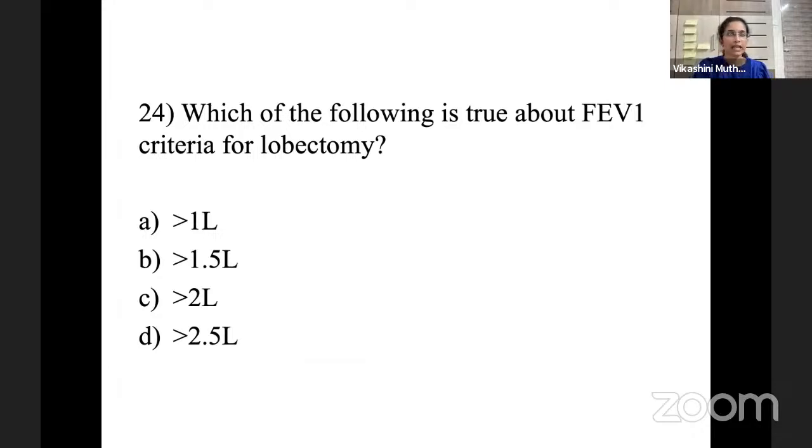So basically, for lung cancer patients where you plan for a lung resection, either a lobectomy or pneumonectomy. Lobectomy is resection of a lobe, and pneumonectomy is removal of the entire lung. There are certain criteria based on which you decide what procedure is to be done on which patients. The right lung has 3 lobes: right upper, right middle, and right lower. And the left has the left upper and left lower lobes.